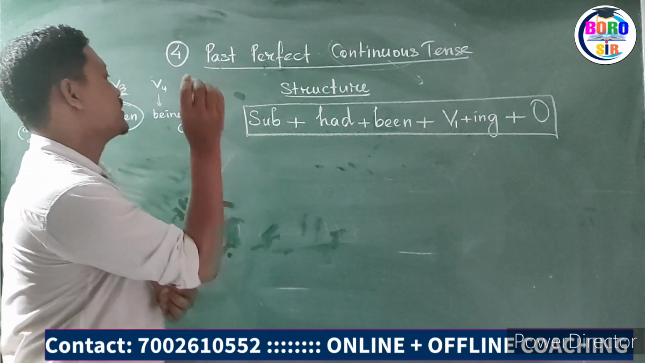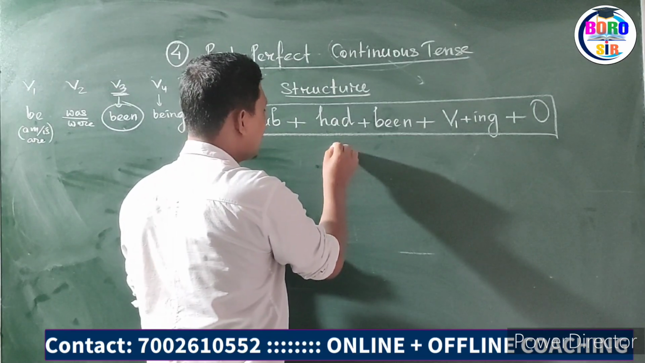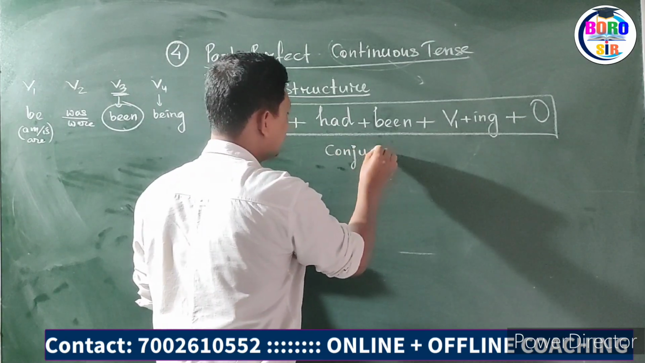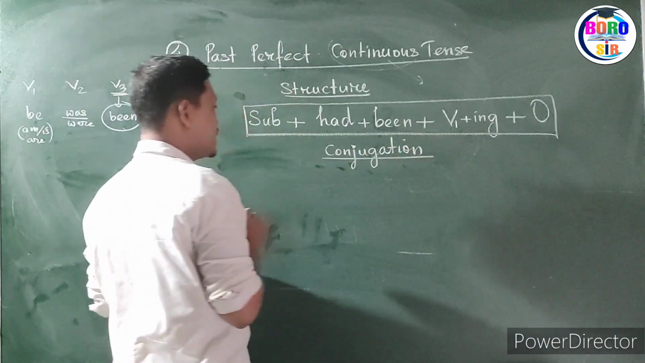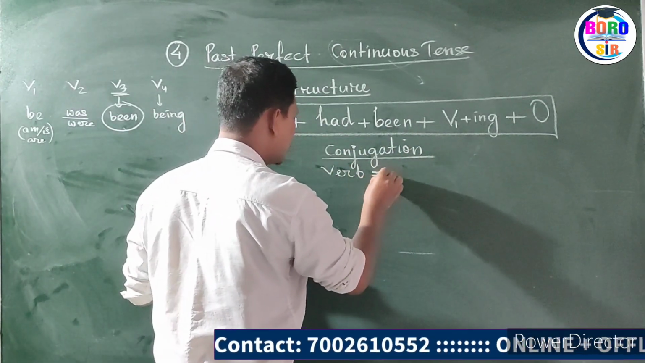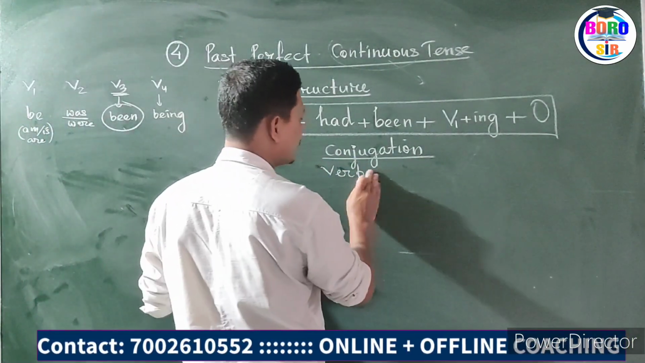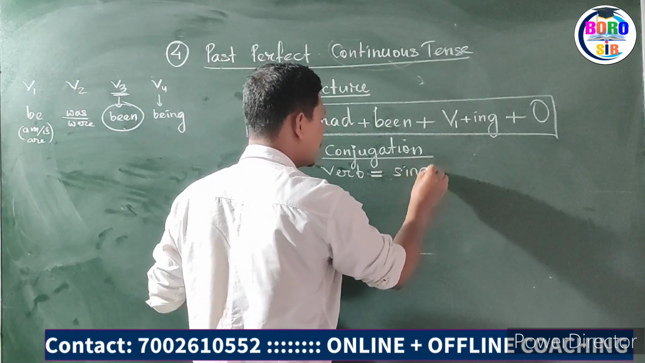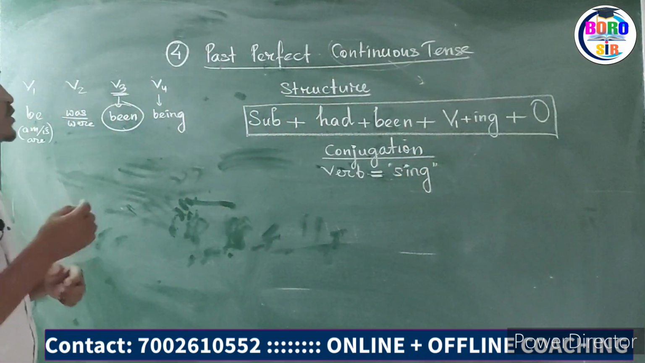Okay, so in order to understand that clearly, let us write the conjugation by taking a main verb. So let us write a conjugation. Okay, I have written conjugation. Now I am going to write a main verb here. Suppose the main verb I am going to take is sing. So sing is the main verb I have chosen.